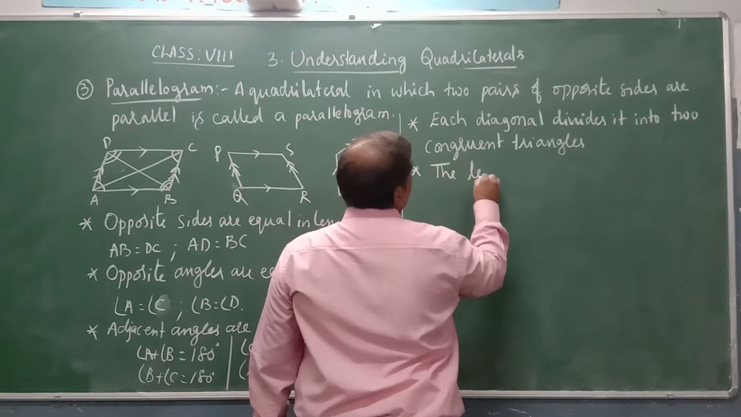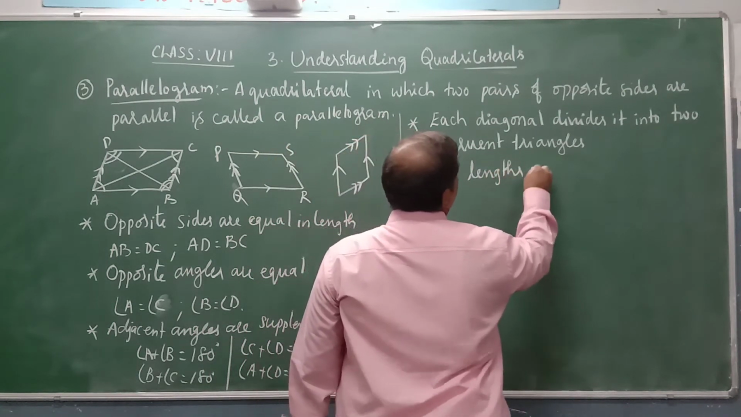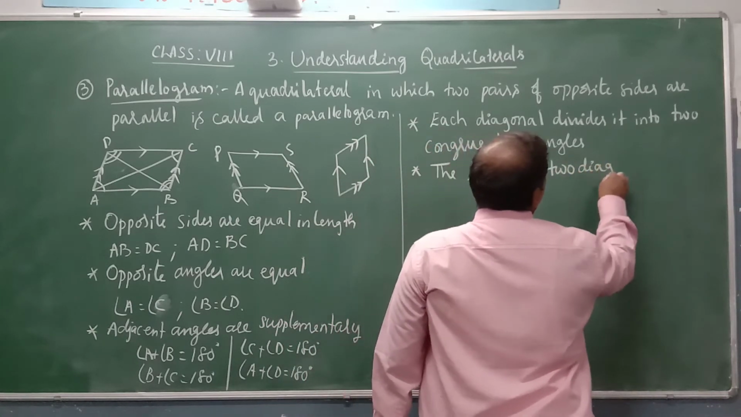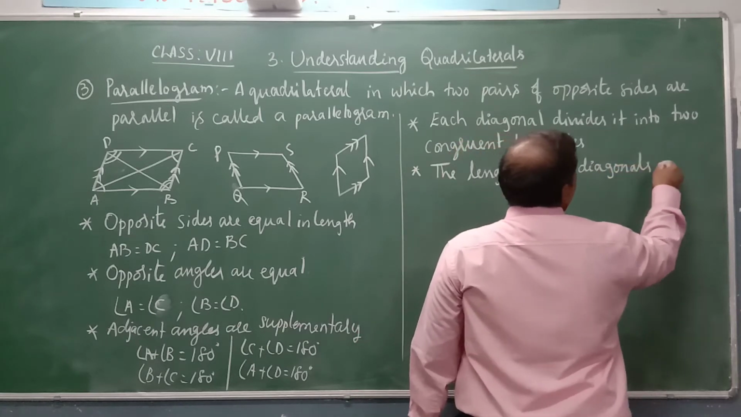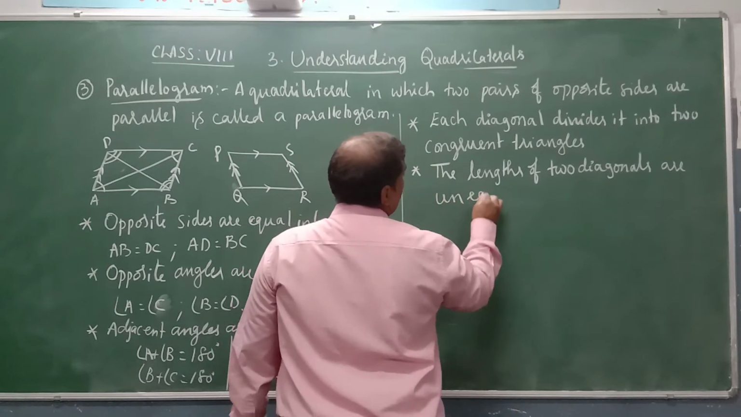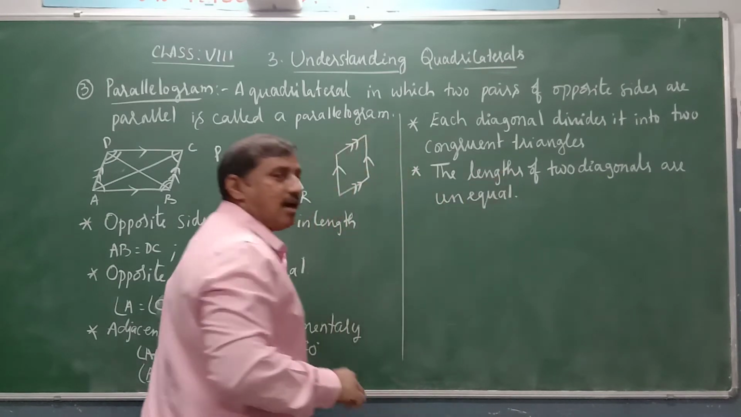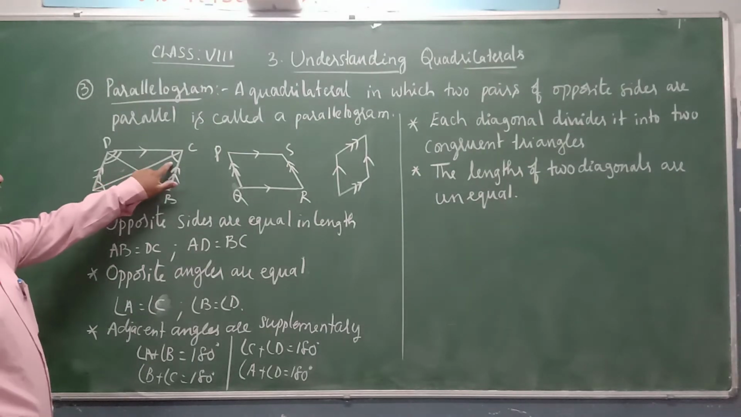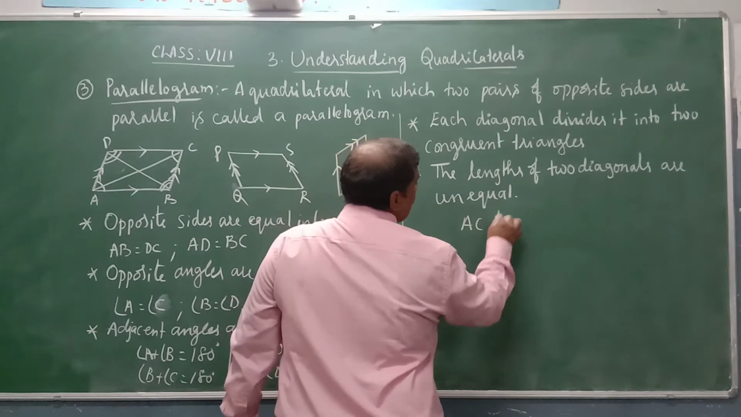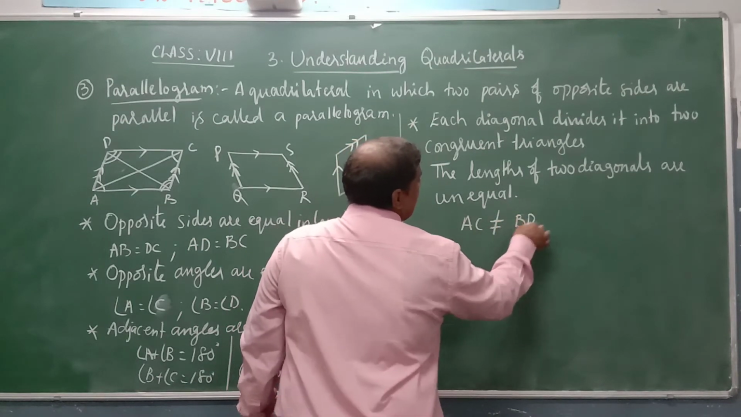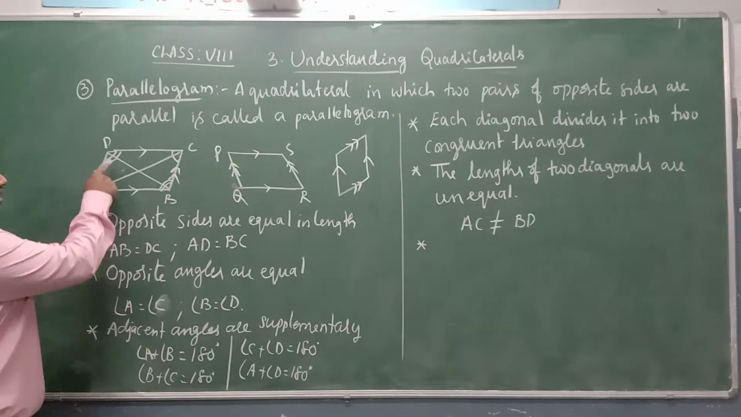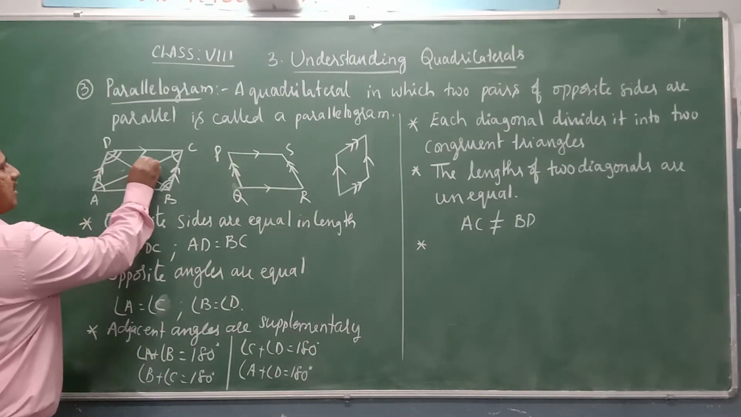The lengths of the two diagonals are unequal. It is not the same. That is, the length of AC is not equal to the length of BD, the other diagonal. What about the intersection? Here the two diagonals are intersecting at a point called O.